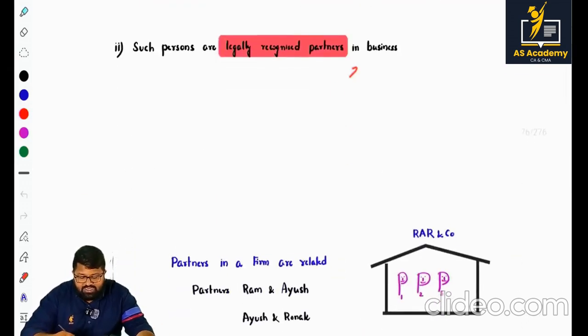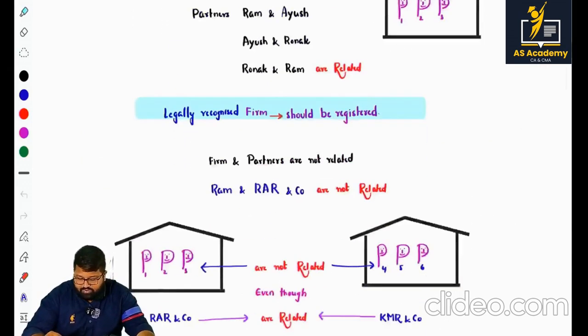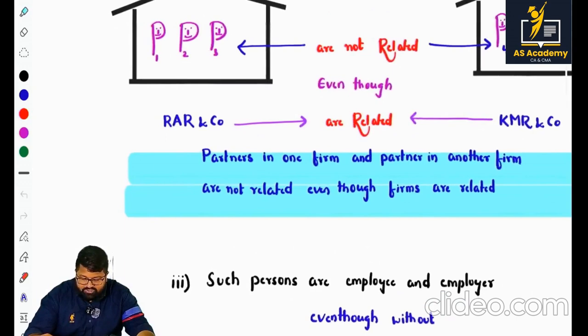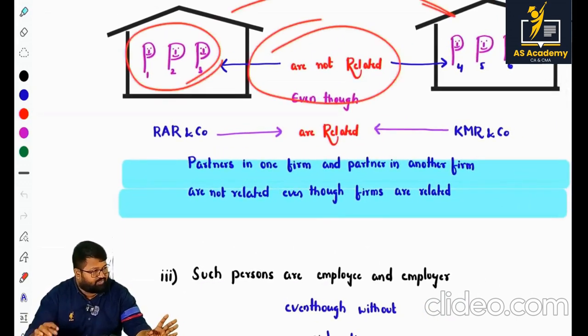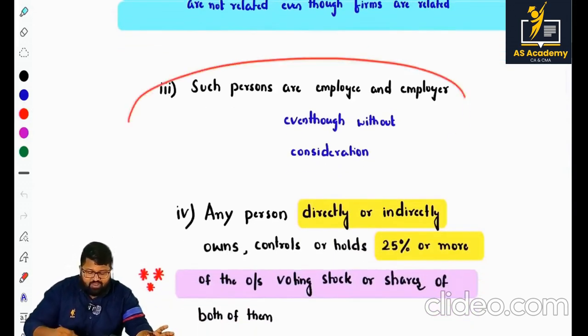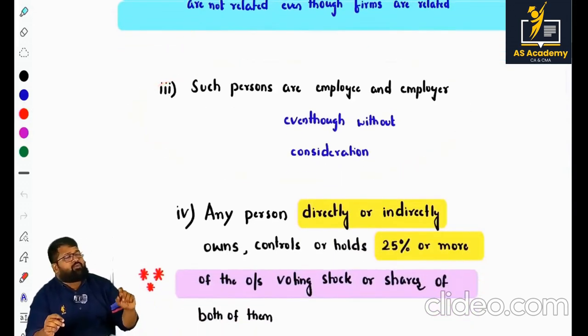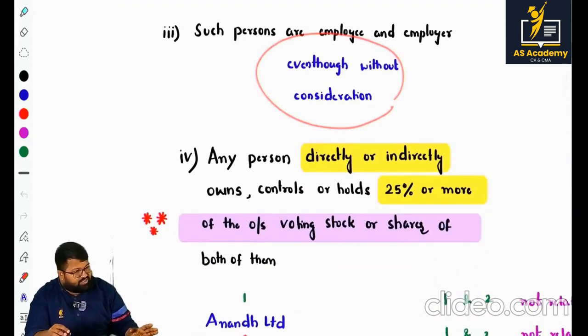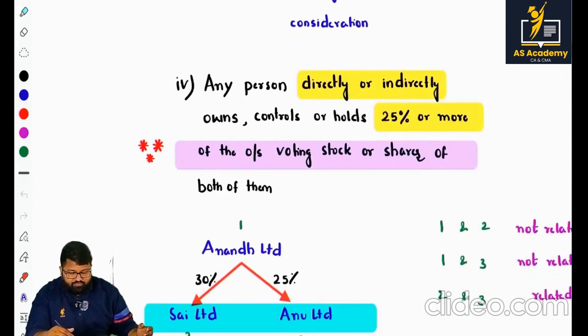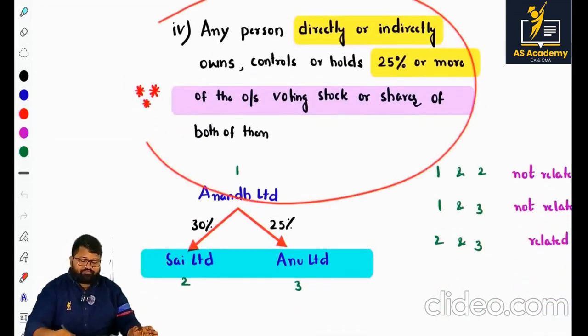Okay. Now next, what is the second one? Such persons are legally recognized partners in a firm. Nothing but a firm should be registered. And here the key point is: even though these firms are related, the partners are not related. And the next one: such persons are employee and employer. Even though it is done without consideration, that is outside. They are related persons.